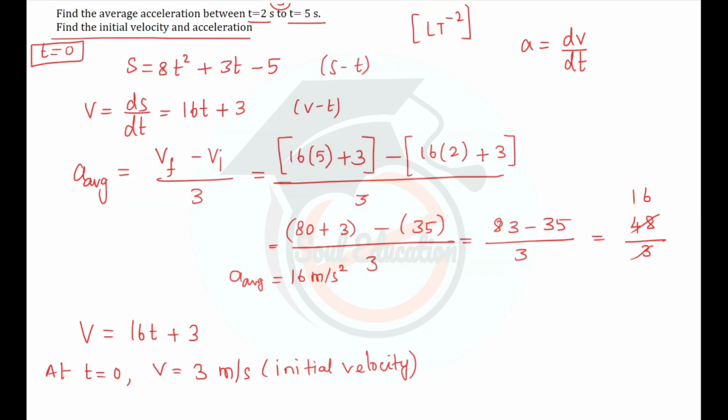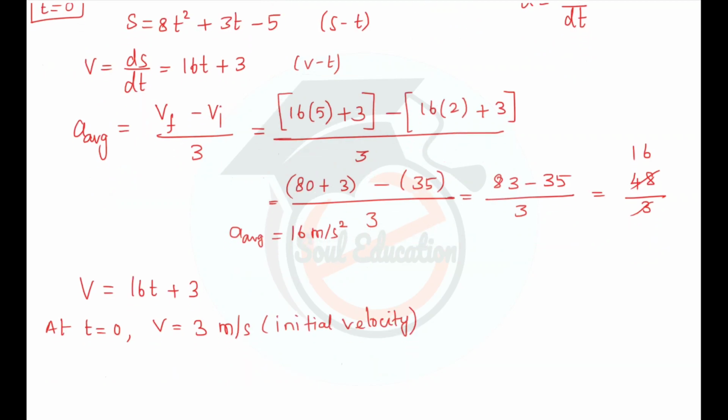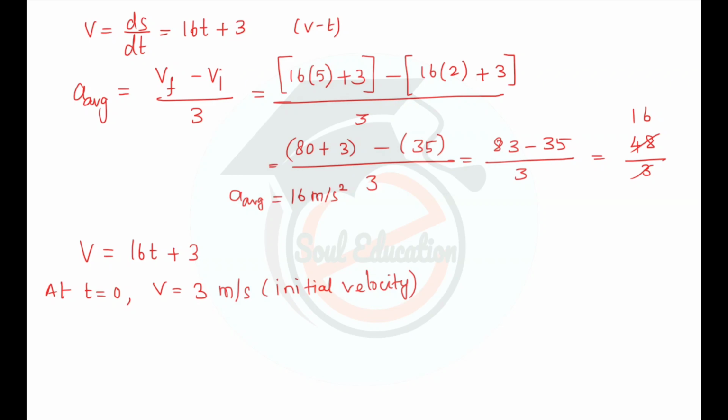Next, the initial acceleration. We need to find the acceleration. Now we know the velocity equation, v is equal to 16t plus 3. This is my v-t equation. To find the acceleration, we need to know the a-t equation. So velocity v is equal to 16t plus 3, and acceleration is nothing but dv by dt. Differentiating once, 16 plus 0, which is nothing but 16 meter per second square. So this is the acceleration.